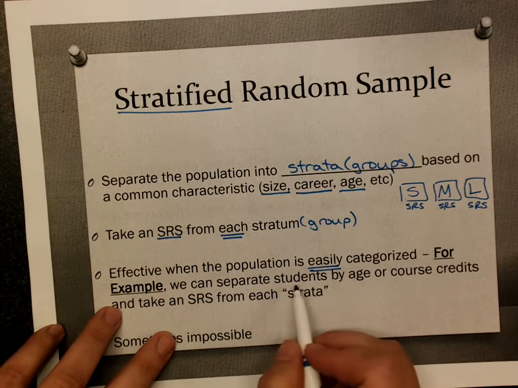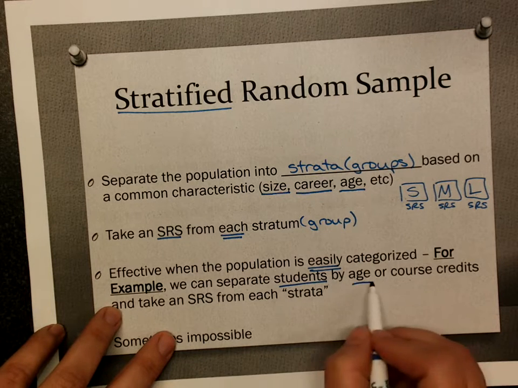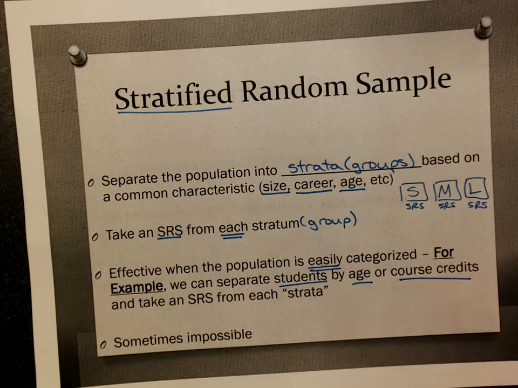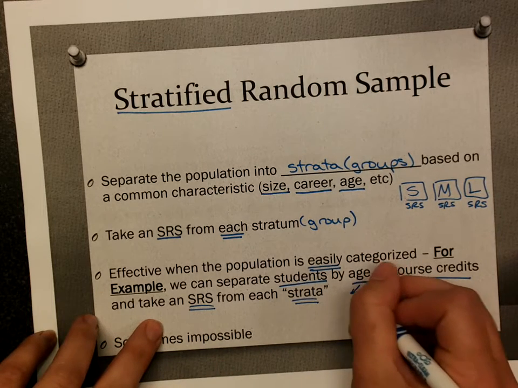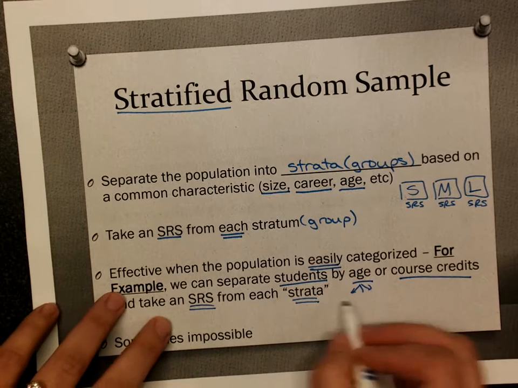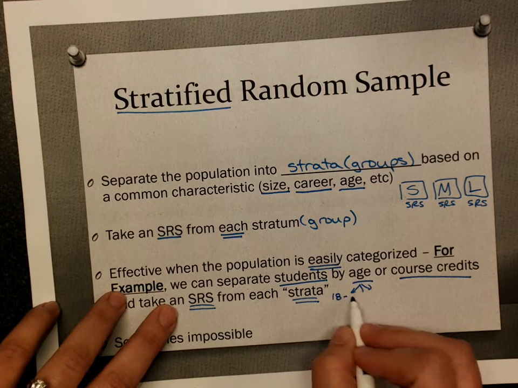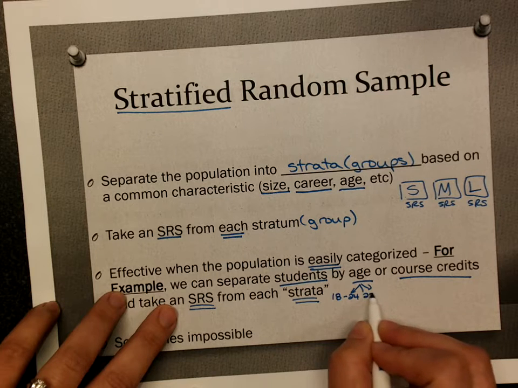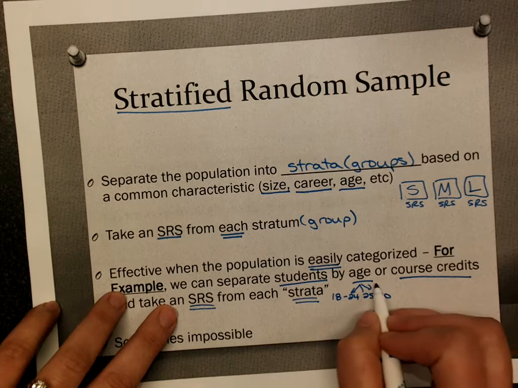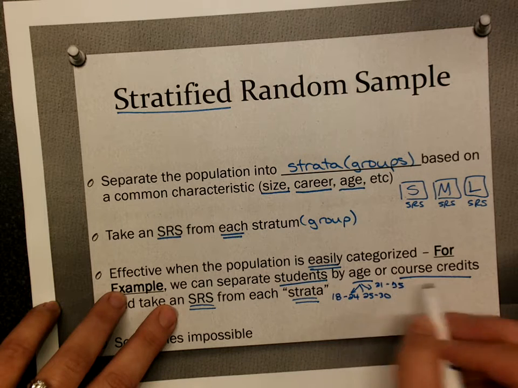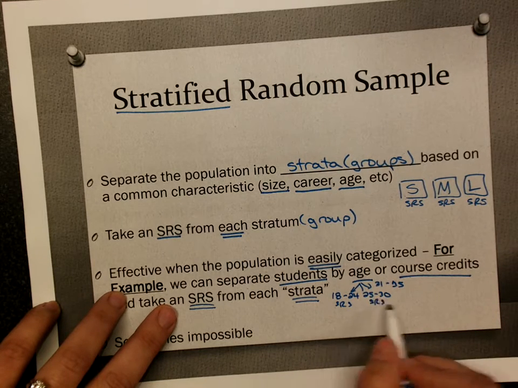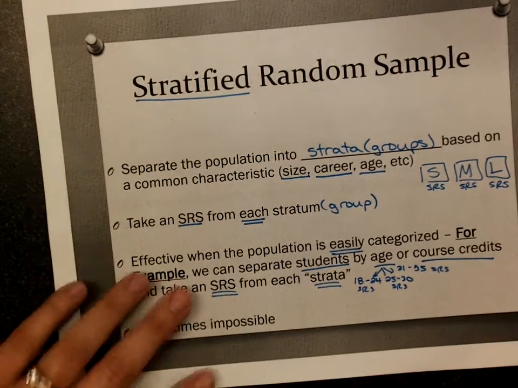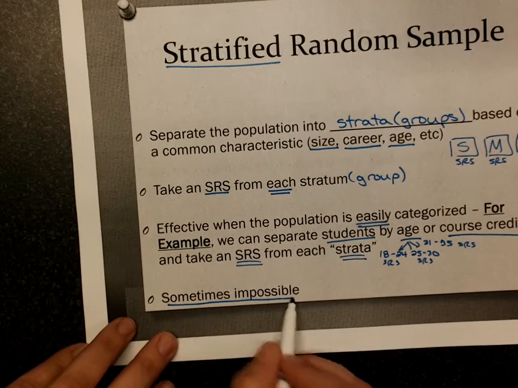For example, Lone Star likes to separate students by age, course credits, GPA. They sort by all kinds of different things, and then they take a random sample from each of those groups. So they always talk about different age groups. So they might do 18 to 24, 25 to 30, 31 to 35. So they'll separate them out into groups and then take a random sample from this group and a random sample from that group, etc.